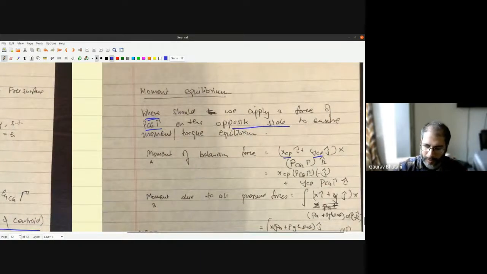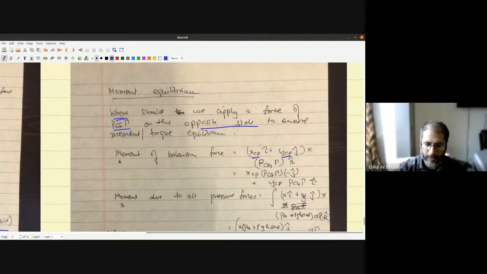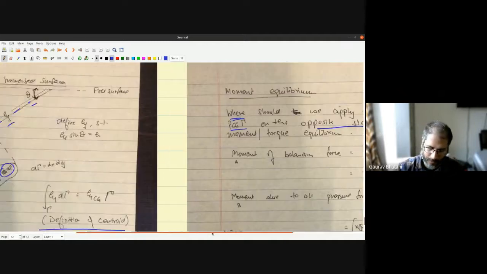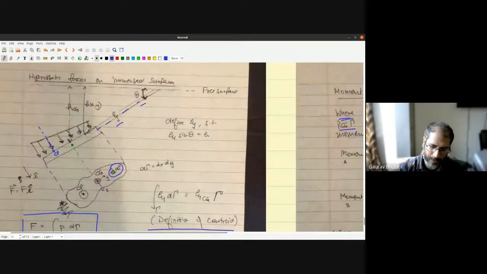So the net moment because of the balancing force is this coordinate from the center of gravity, xcp i hat plus ycp j hat, cross, so r cross F, and the net force acting is Pcg times gamma in the k hat direction. If you have x and y like this, from the right hand screw rule, k hat is in this direction, and that is where you're applying the opposing force.